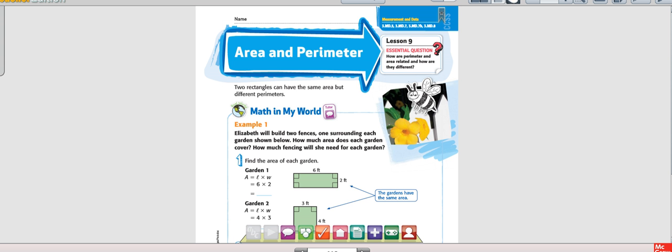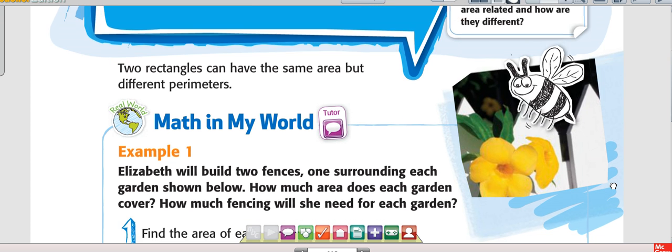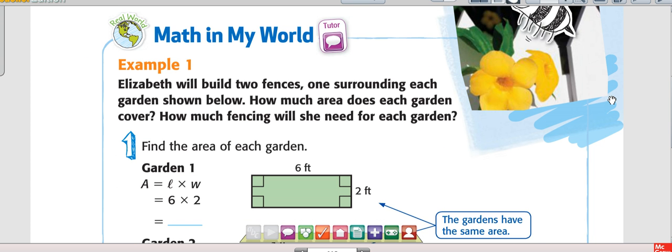Chapter 13, lesson 9. We're talking about area and perimeter. A little bit of review of what we did yesterday, the worksheet that we did. So, area and perimeter. This is just a little bit of review.